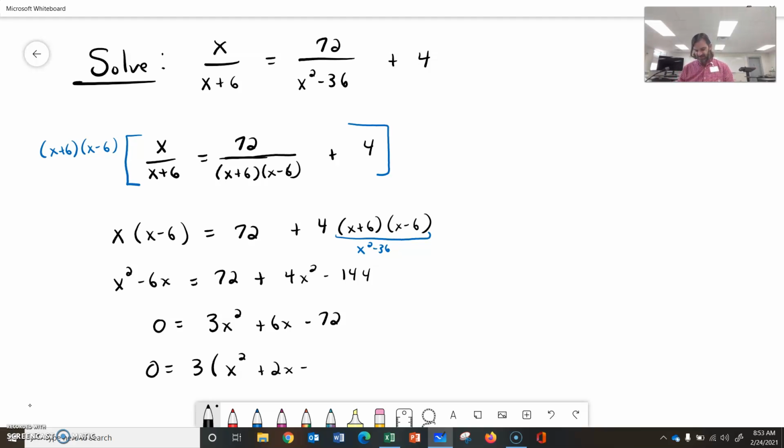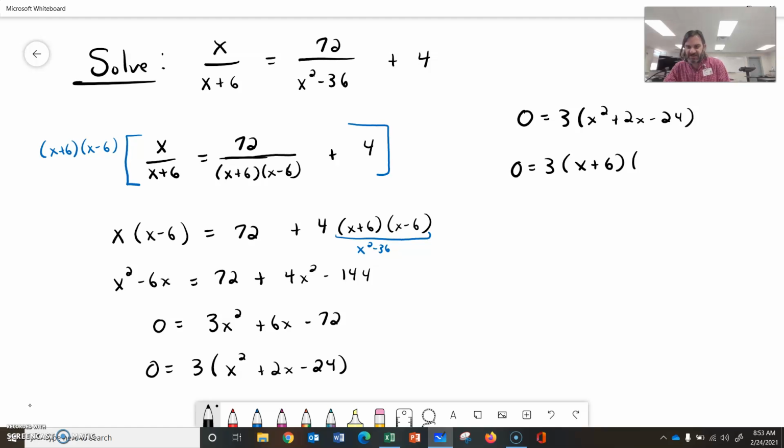I got a calculator here. 72 divided by 3, 24. So I can use that AC method on the quadratic there. So I can write that out, or I can look at this and say this is 3 times, and then when I factor the quadratic, it'll be x plus 6 times x minus 4. So this gives me two answers. It gives me x equals negative 6 and x equals 4.